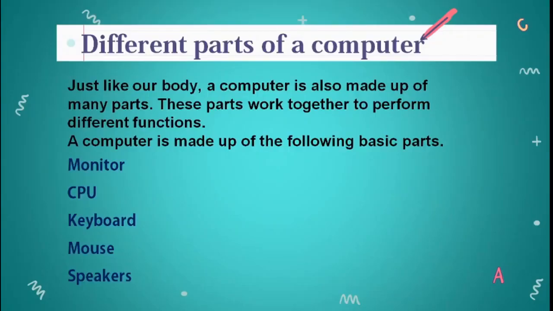Next point is different parts of a computer. Just like our body, a computer is also made up of many parts. These parts work together to perform different functions. A computer is made up of the following basic parts: monitor, CPU, keyboard, mouse, speaker. Let us discuss one by one.